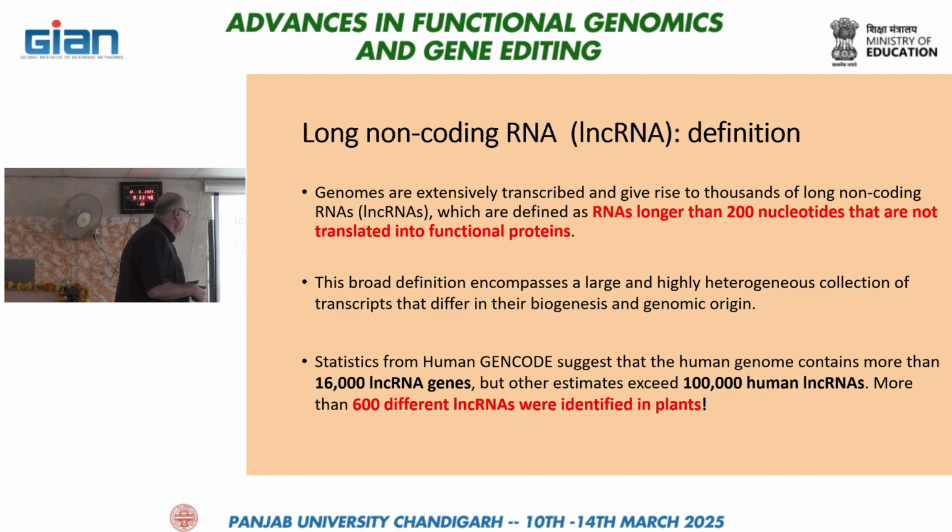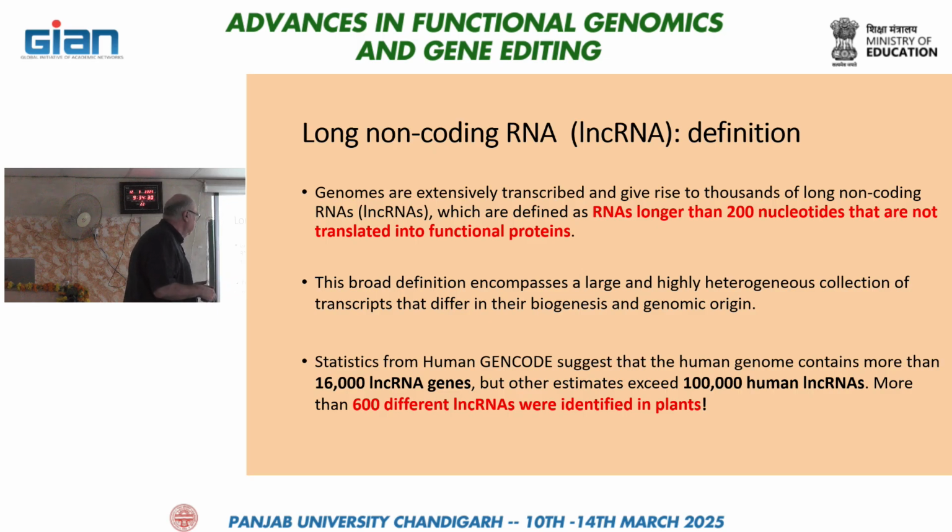Statistics from the human GENCODE suggest that the human genome contains more than 16,000 long non-coding RNA genes. Some other people said it's even up to 100,000, which I think is a little bit too much. But only a small group of them are characterized. We should remember that it's still an almost completely uncovered field. Good for you to study, to do your PhD in this subject.